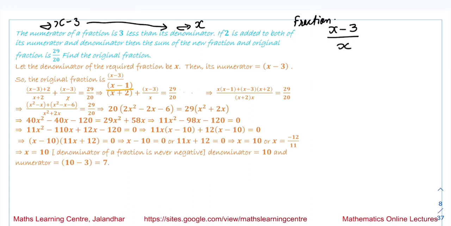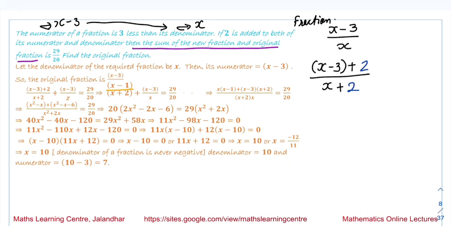Now next it is given that if 2 is added to both numerator and denominator, that means we are talking about (x - 3 + 2)/(x + 2). We are saying 2 is added to both numerator and the denominator. Next, the sum of the new fraction and the original fraction. This is the new fraction, this is the original fraction. The sum of both these fractions is equal to 29/20. So we have to find the value of x.